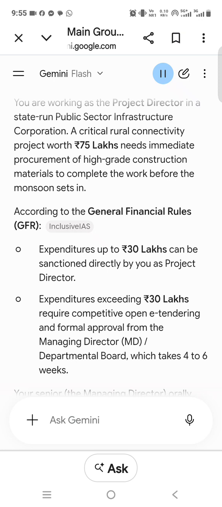Legal and administrative action. Based on the audit report, immediately suspend implicated junior officials, blacklist colluding contractors, and lodge FIRs under the Prevention of Corruption Act, PCA.